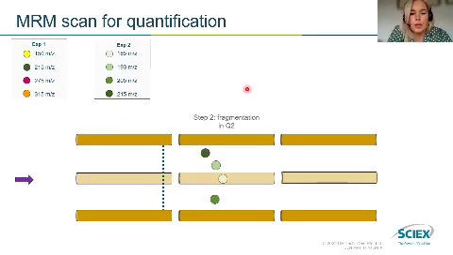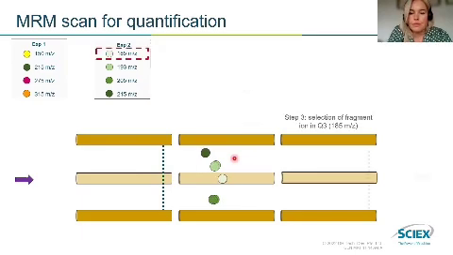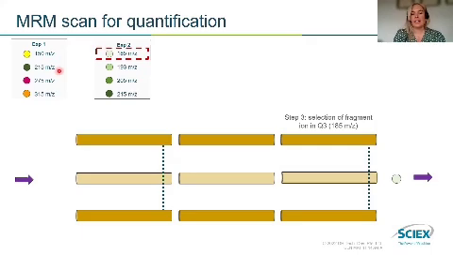Step 2, which is Q2, where our fragmentation is going to occur. And step 3, where we select our product ion of 185, and then this is going to go on to be detected in the mass spec. So this 185 is going to be unique to our precursor ion.